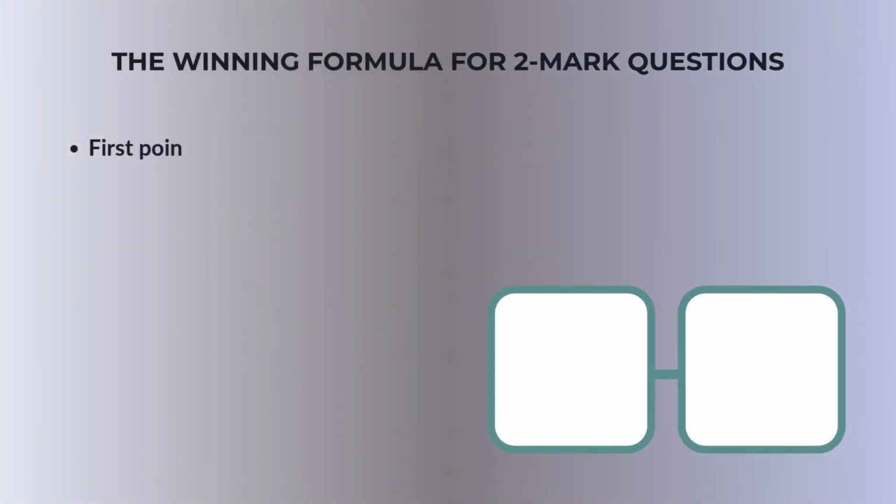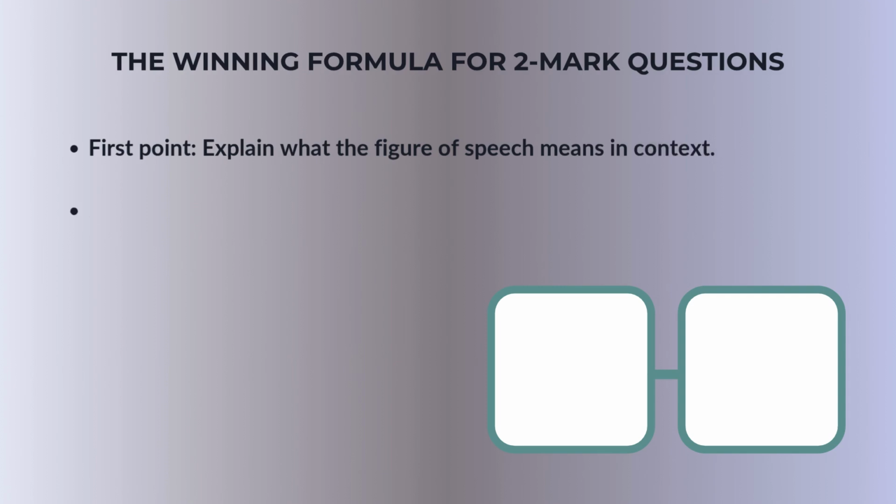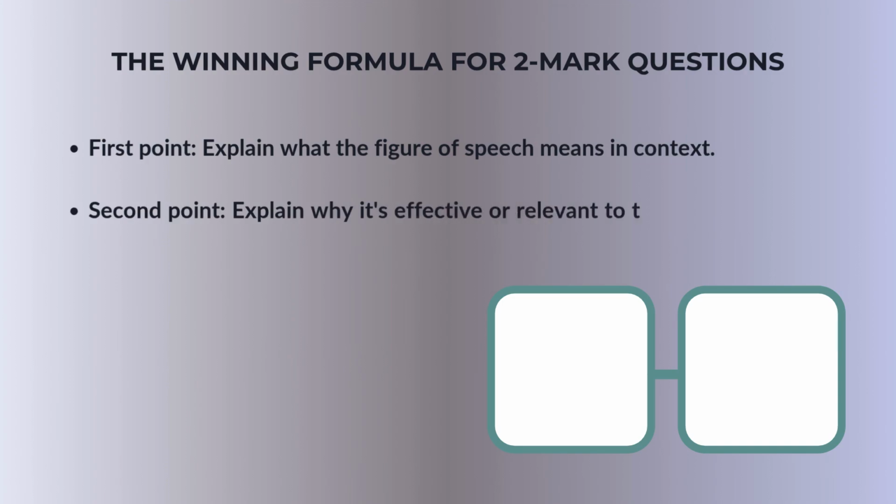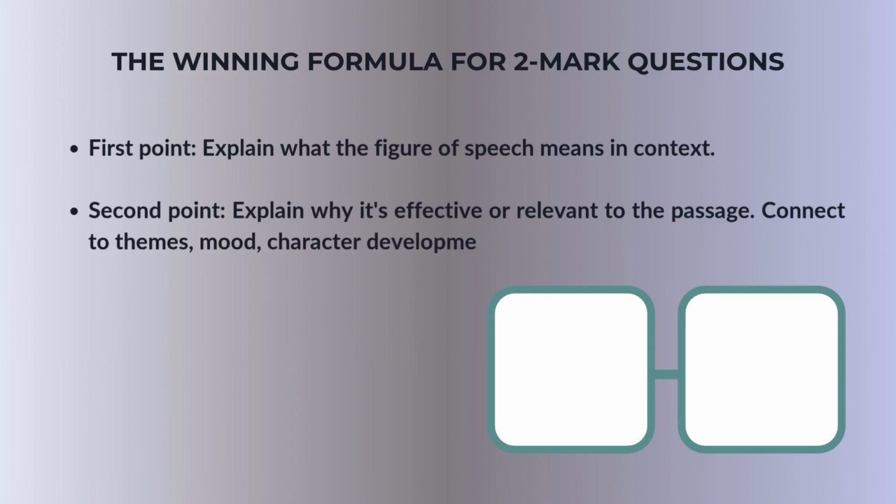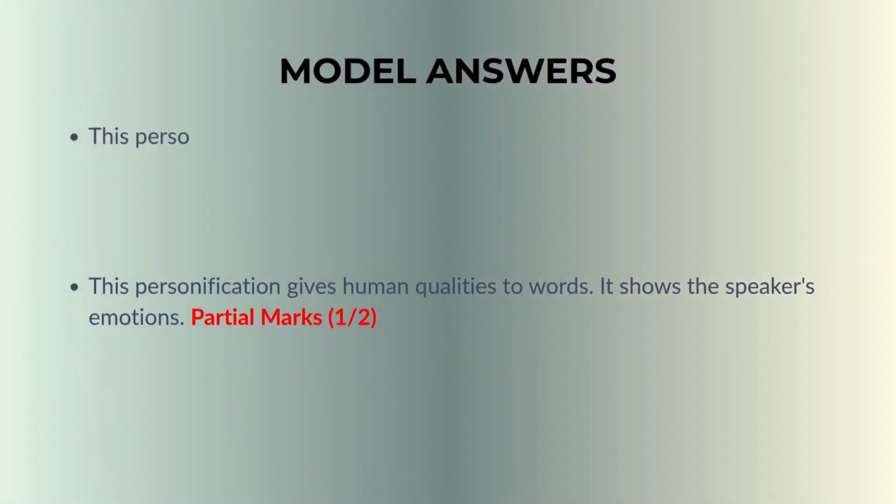Now let's look at the winning formula for 2-mark questions. First point, explain what the figure of speech means in context. Second point, explain why it is effective or relevant to the passage. Connect to themes, mood, character development, or overall impact. Here's what a 2 out of 2 answer looks like versus a 1 out of 2 answer.